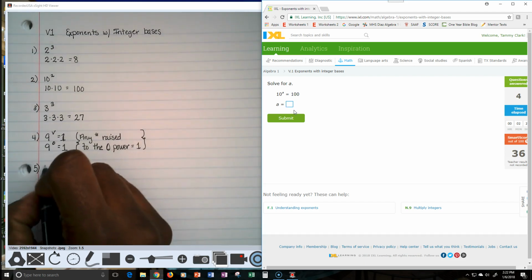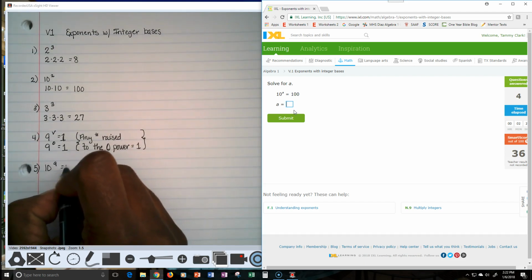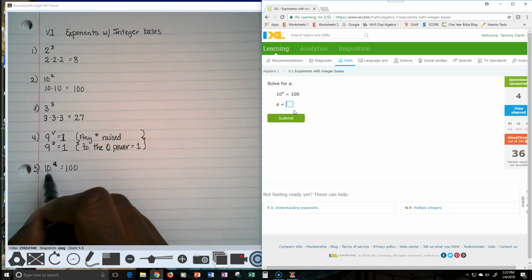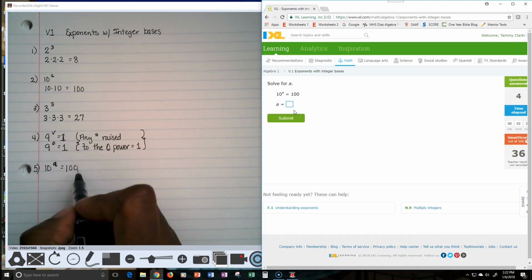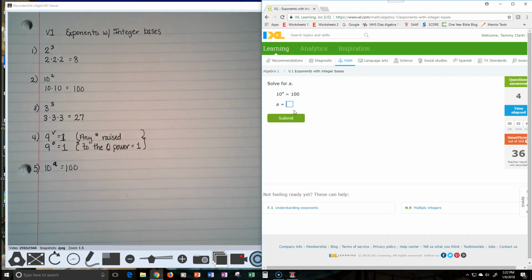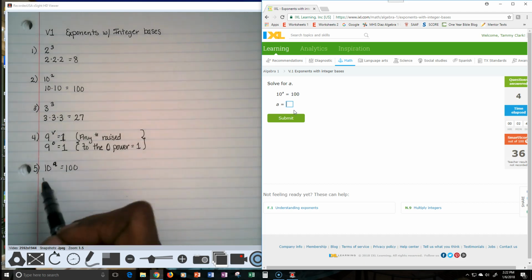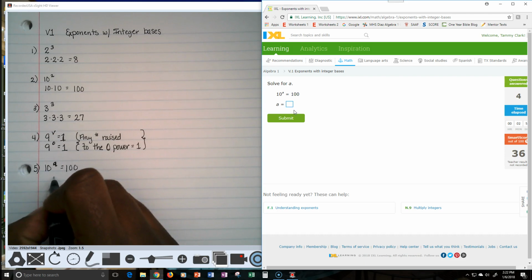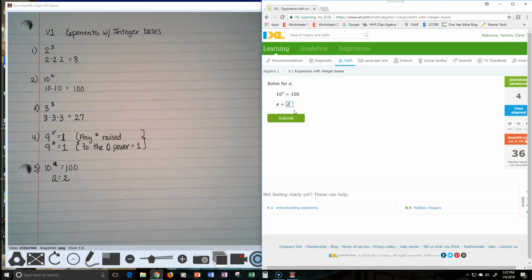Number 5 says 10 raised to what power equals 100? Well, you've got to think, how many times do I have to multiply 10 by itself to get to 100? Or how many times do I have to double, triple, quadruple 10 to get to 100? Well, we know that 10 raised to the second power would be 100.